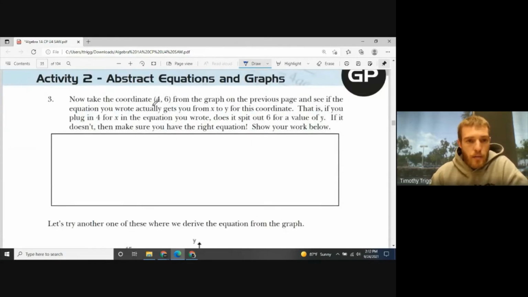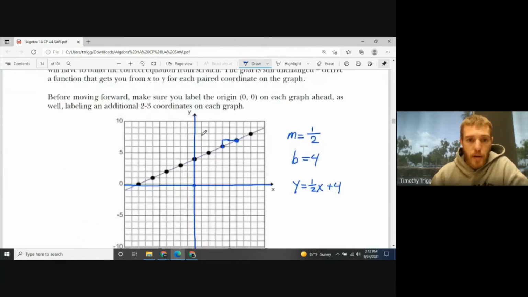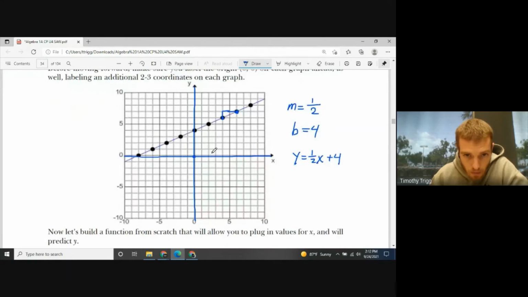Now take the coordinate (4, 6) from the graph on the previous page and see if the equation you wrote actually gets you from x to y for this coordinate. That is, if you plug in 4 for x in the equation you wrote, does it spit out 6 for the value of y? If it doesn't, then make sure you have the right equation. Remember our equation was y equals 1/2 x plus 4. What they're saying here is that (4, 6) is a point on our graph, right? So (4, 6) is right here.